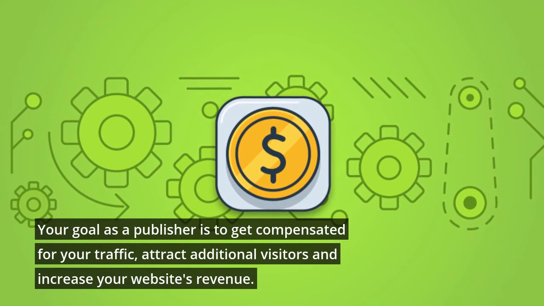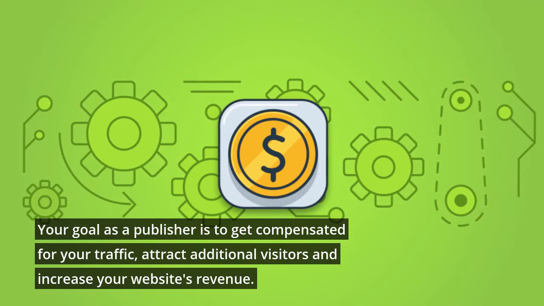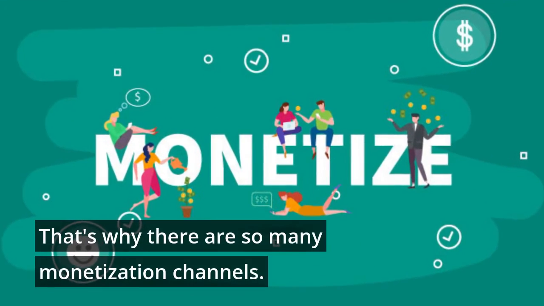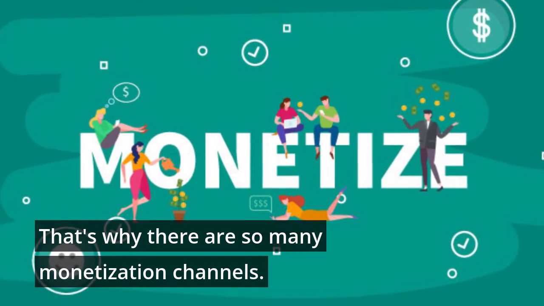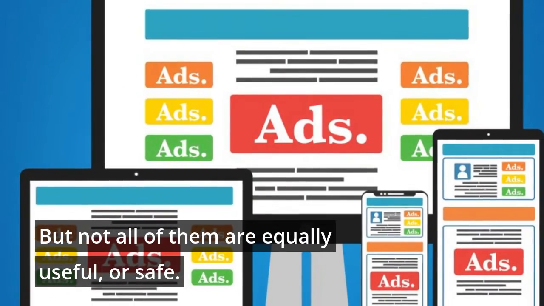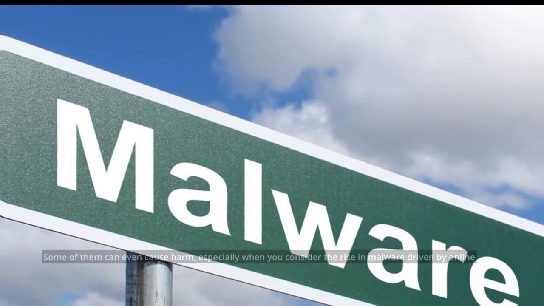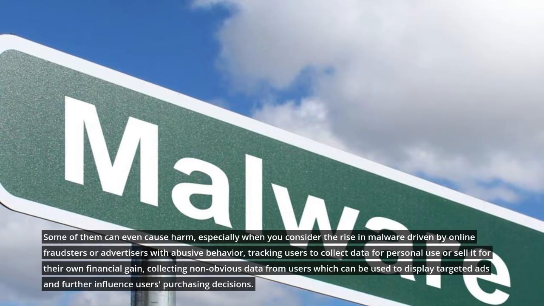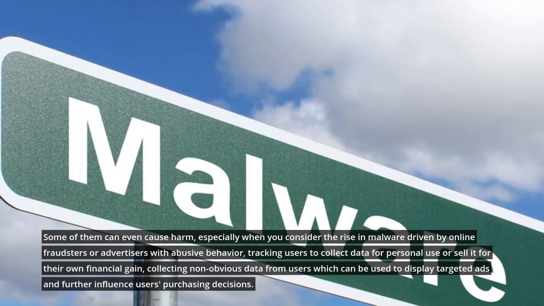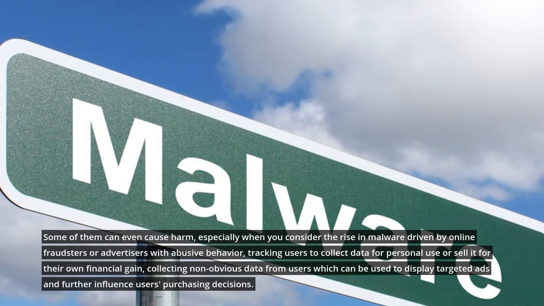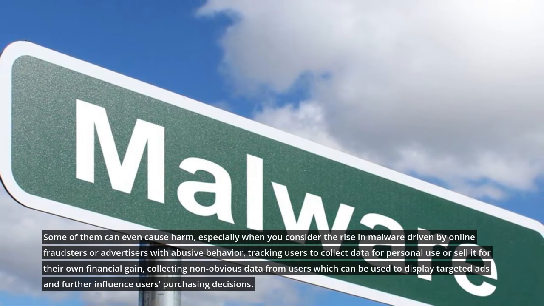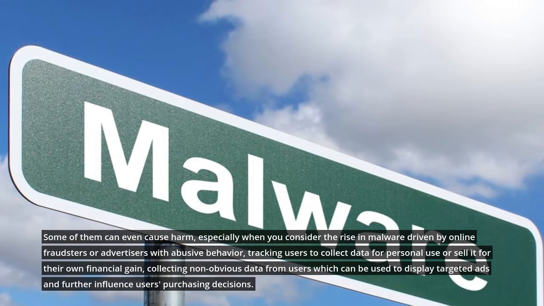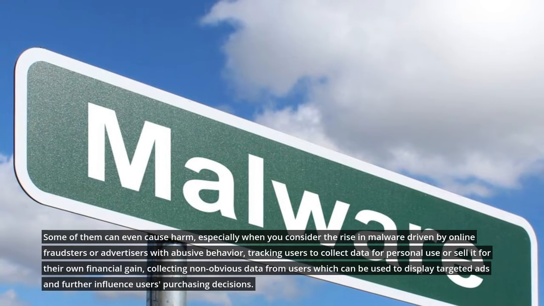Your goal as a publisher is to get compensated for your traffic, attract additional visitors and increase your website's revenue. That's why there are so many monetization channels. But not all of them are equally useful or safe. Some of them can even cause harm, especially when you consider the rise in malware driven by online fraudsters or advertisers with abusive behavior, tracking users to collect data for personal use or sell it for their own financial gain, collecting non-obvious data from users which can be used to display targeted ads and further influence users' purchasing decisions.